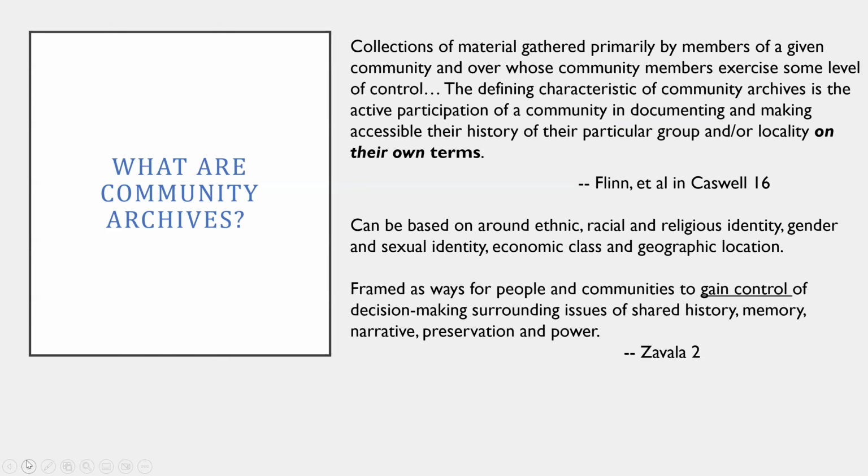As the Vala notes, community archives can be organized around many different identities: ethnic, racial, religious, gender, sexual identity, economic class, and geographic location. You could throw in interest as well. And the casual chapter reminds us that many of these identities, such as race and gender, are socially constructed. Even so, people still identify strongly with them and use them as organizing principles for community archives, often for purposes of political action, representation, and empowerment.